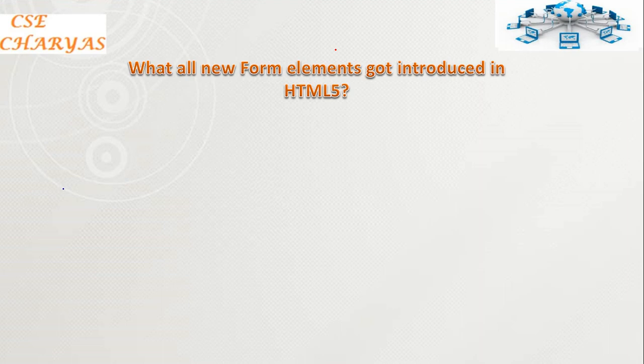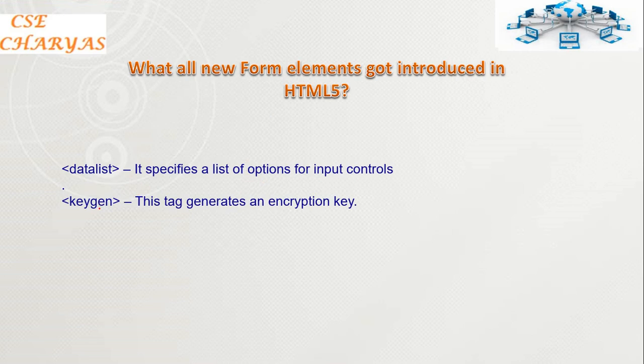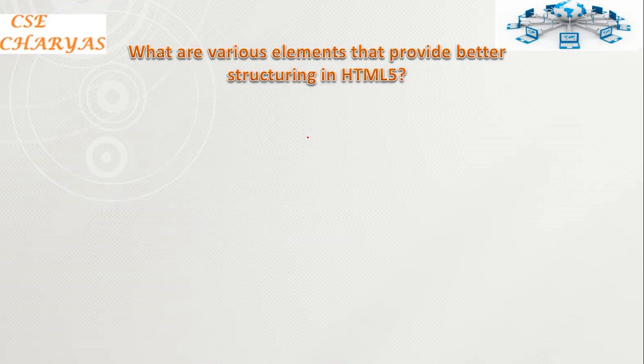What all new form elements got introduced in HTML5? So in HTML5 various tags are introduced. Article tag. Datalist specifies a list of options for input controls. Keygen is a tag that generates an encryption key. Output defines the result of an expression. These are all new form elements introduced in HTML5.